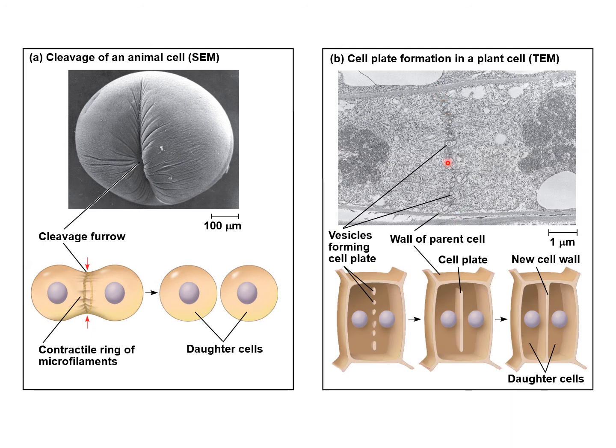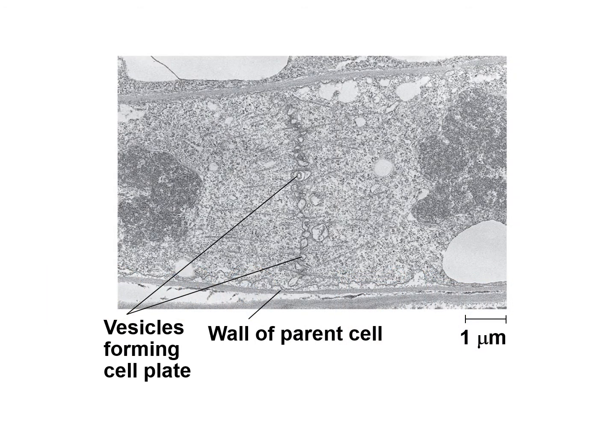In plant cells, what we see are vesicles that have enzymes that are involved in forming cell wall, and those vesicles will fuse, and you'll polymerize the glucose polymers, and that creates the new cell wall. Here's a zoom up of that electron microscope.